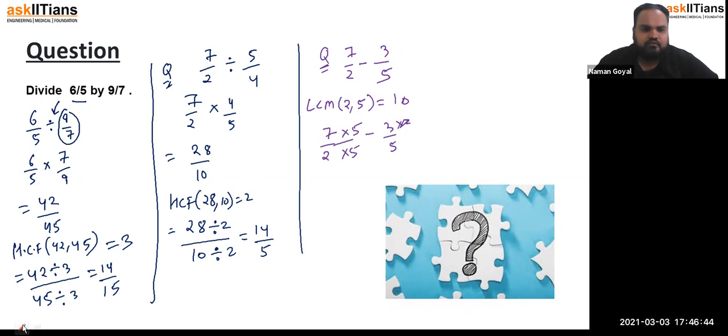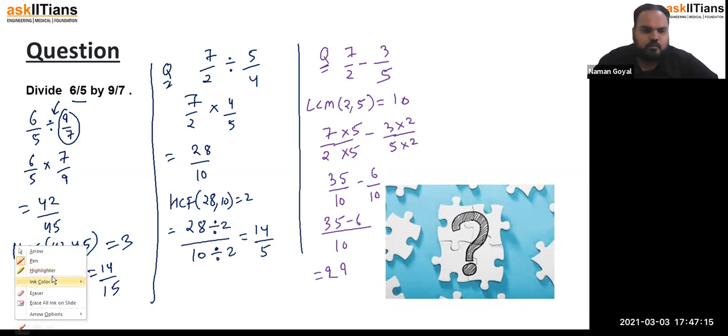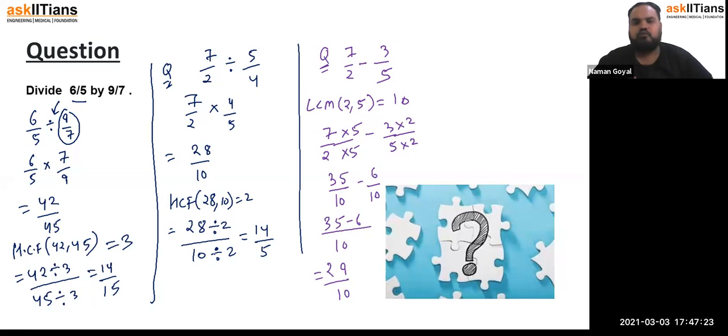Let me erase this, okay? Yes. 3 multiplied by 2, multiplied by 2, right? So how much did I get? It is 35 upon 10 minus 6 upon 10, right? So 10 is the common LCM. So 35 minus 6, it is 29. Yes, 29 upon 10. Okay.